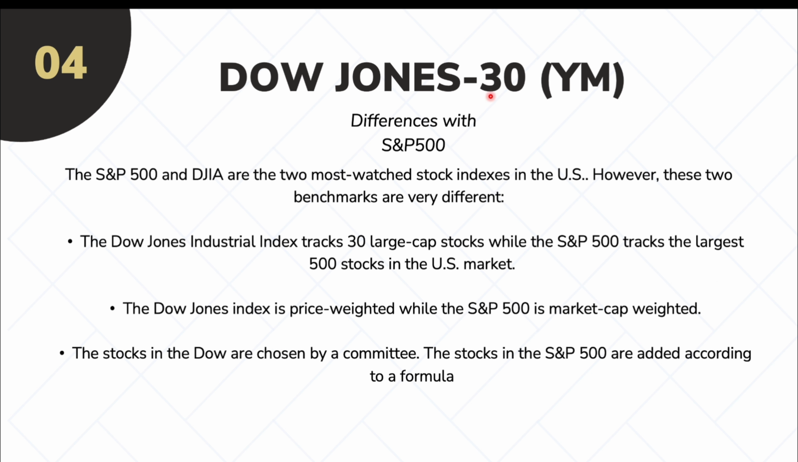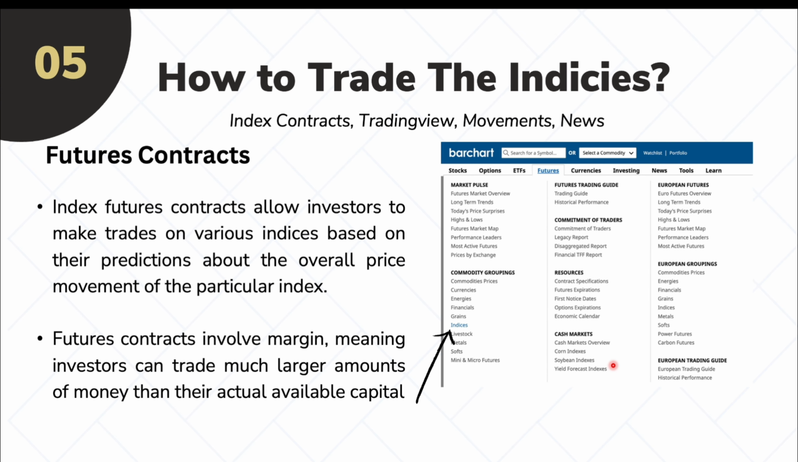Again, guys, this is all theory. For your actual trading, you don't need this information, but it's nice to have some background information on the specific asset class you are trading. And now let's go into the more juicy stuff of the video, and that's how to trade the indices. We're going over index contracts, we're going over TradingView, we're going over their movements, and also we're going over news. So when to trade them, where there's nice volatility.